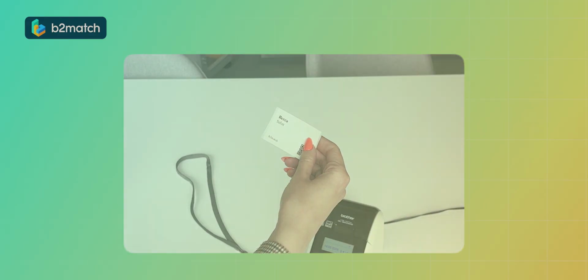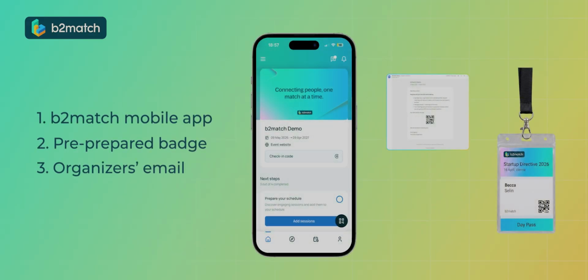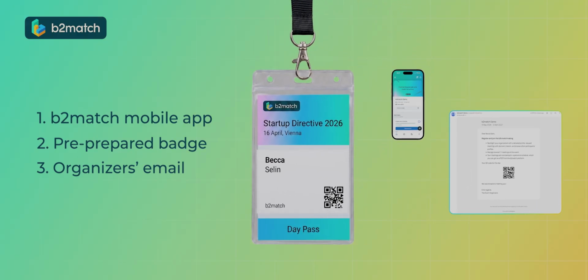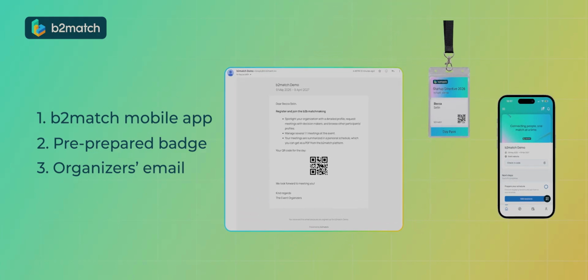Participants can obtain their QR code through 3 different methods: downloading the b2match mobile app, accessing the QR code from the pre-prepared badge you created using our badge editor feature, or receiving the QR code via email sent through the Organizers tool.